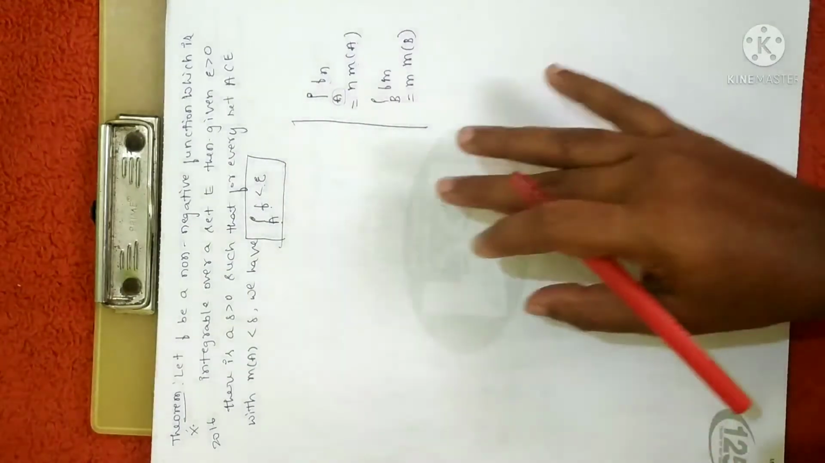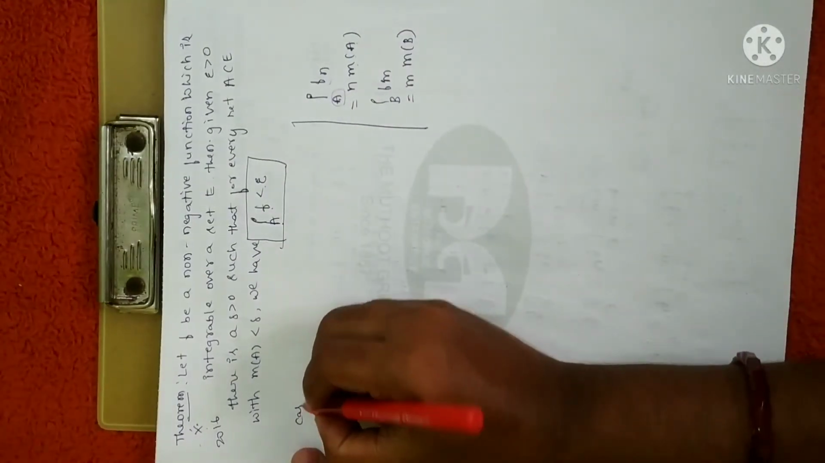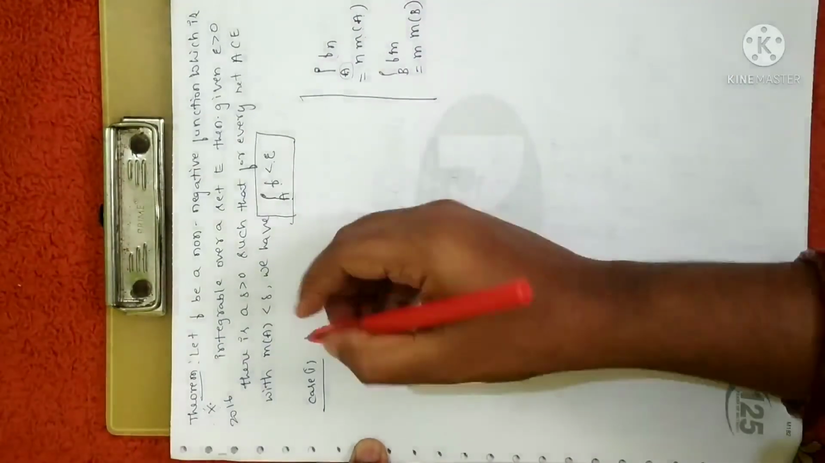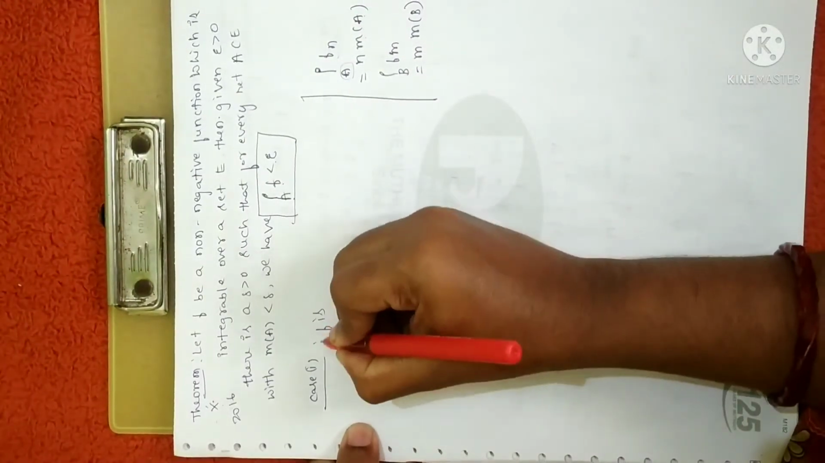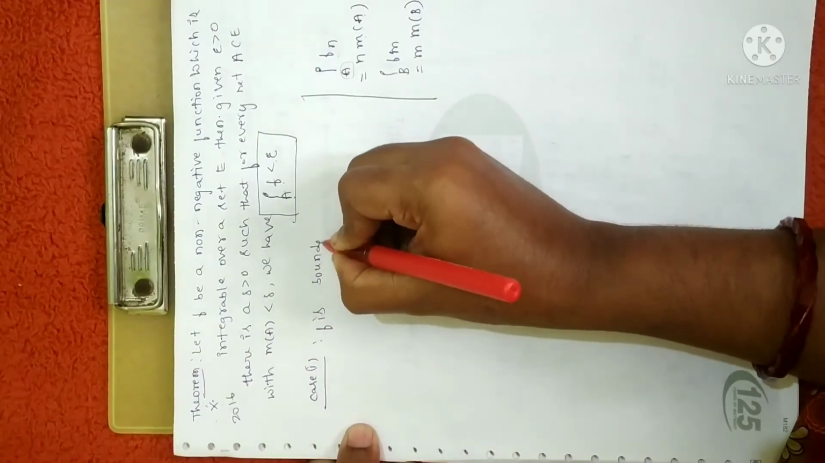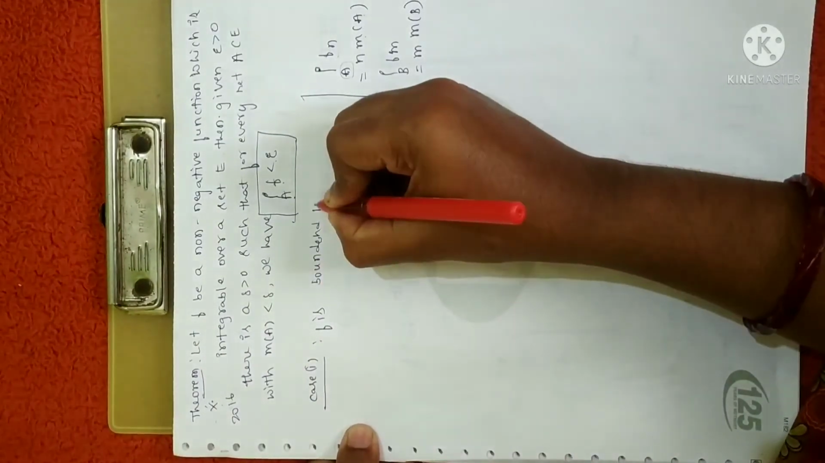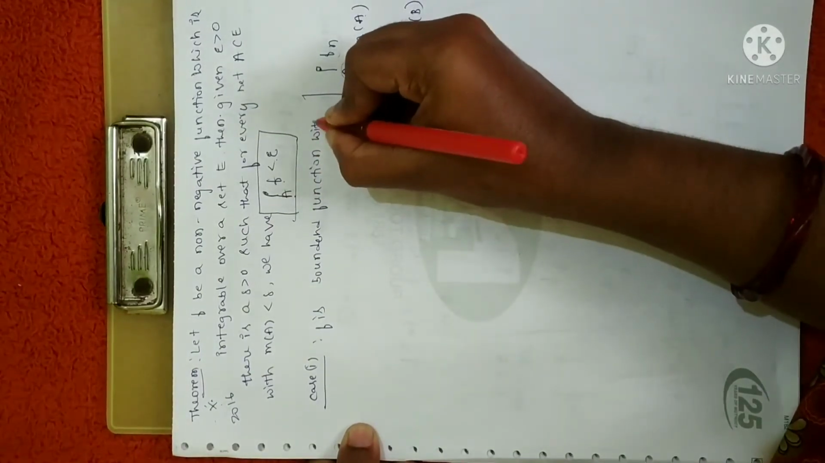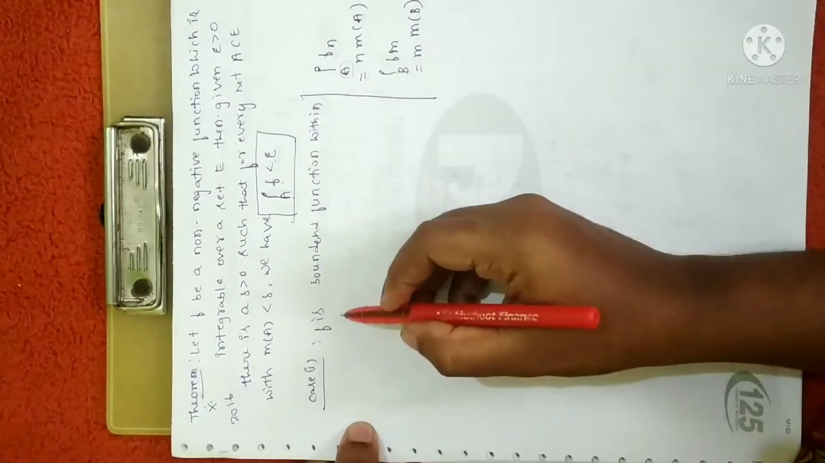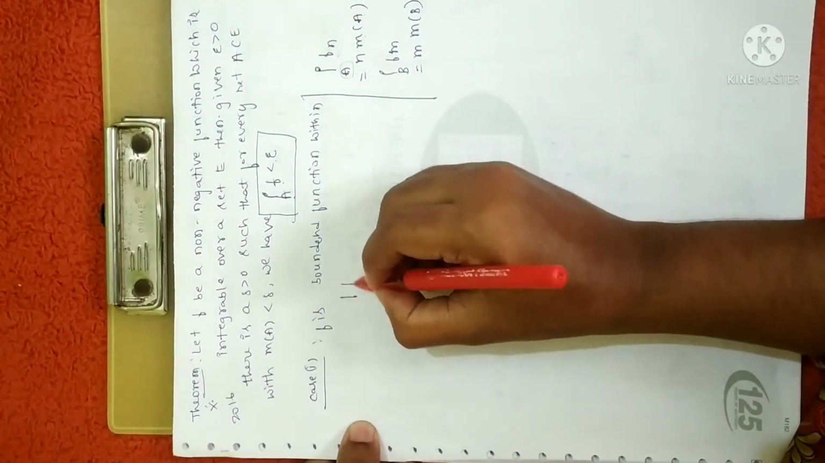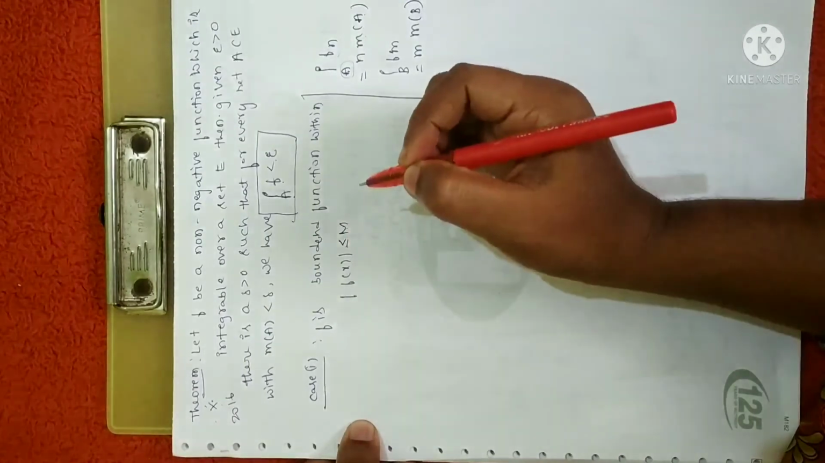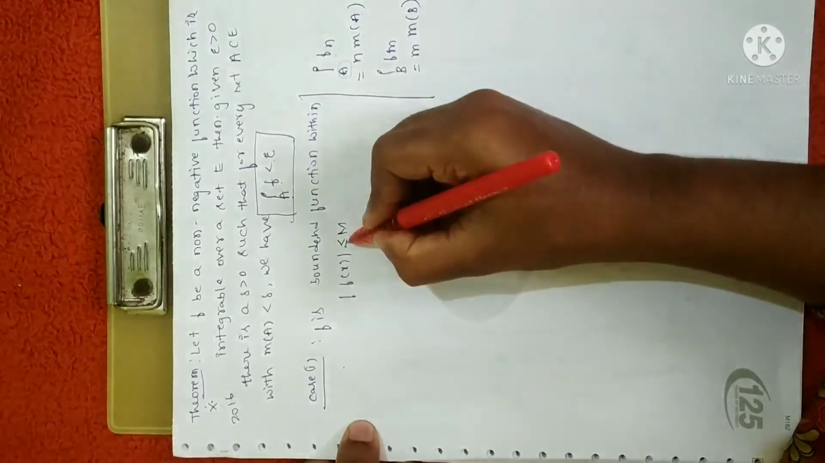Now coming to the proof. So case 1, as I already told you, I have to prove for both the cases. So the first case is when the function f is bounded. Bounded in the sense the function value will be ranging between some particular value. Fine. So if f is a bounded function within E, as I already told you, whenever a function is bounded, I can write that the magnitude of f of x is less than or equal to m. So this is the definition of boundedness.